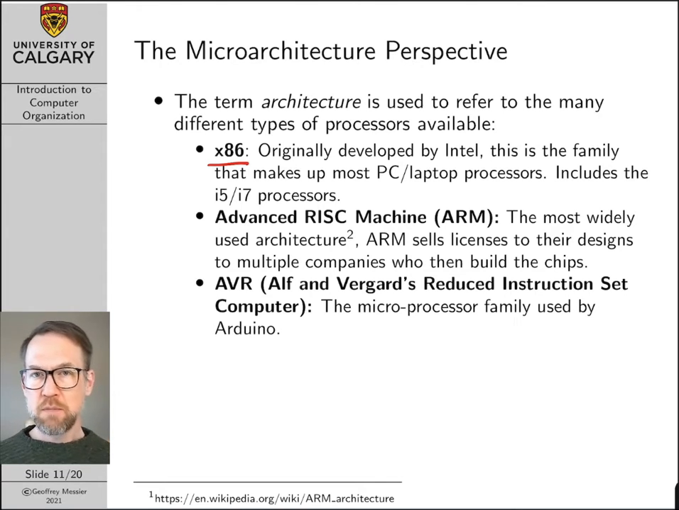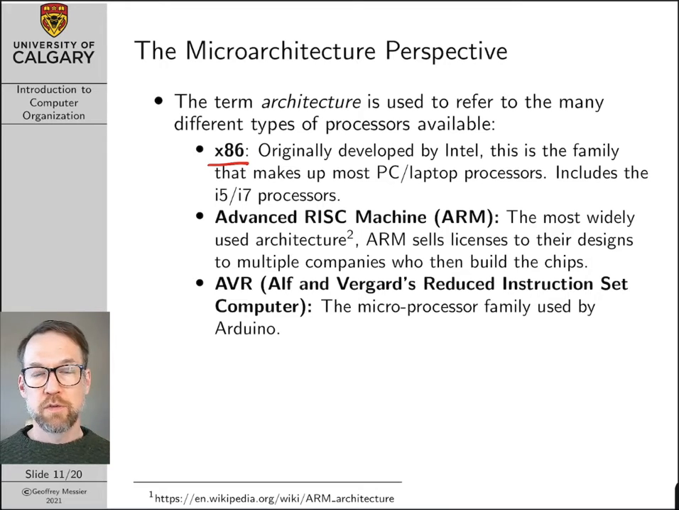And you'll notice that I'm using the term processor and microarchitecture kind of interchangeably. So a processor is another word that we sometimes use to refer to, again, the digital blocks that exist on a silicon chip that can run software. Another processor family that's very important is the Advanced RISC Machine, or ARM architecture. And ARMs are the most widely used architecture in the world today by some estimates.